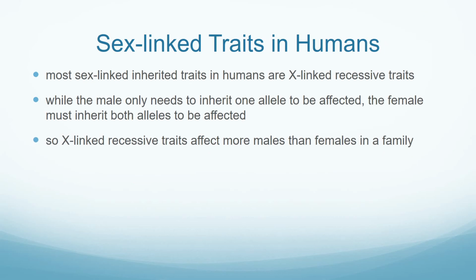Most sex-linked inherited traits in humans are X-linked recessive traits. If we think back to a couple slides ago where we said the X chromosome carries more information, this is also why. While males only need to inherit one allele to be affected, the female must inherit both alleles to be affected. X-linked recessive traits affect more males than females in the family.